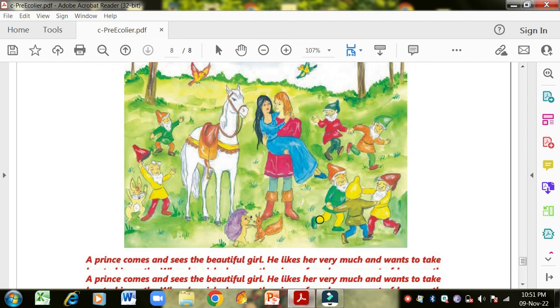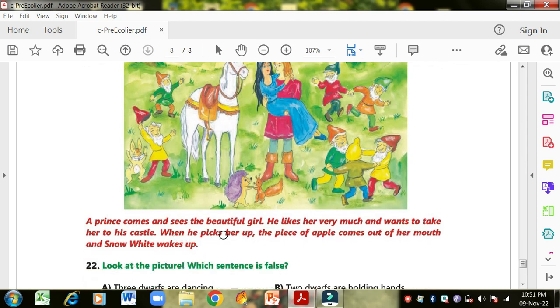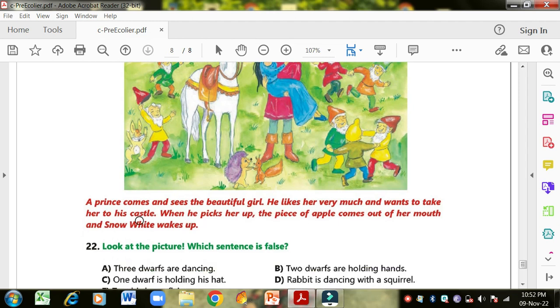Okay, the last page now. You can see that all are very happy. A prince comes and sees a beautiful girl. He likes her very much and wants to take her to his castle. When he picks her up, the piece of apple comes out of her mouth and Snow White wakes up. Okay. Look at number 2.